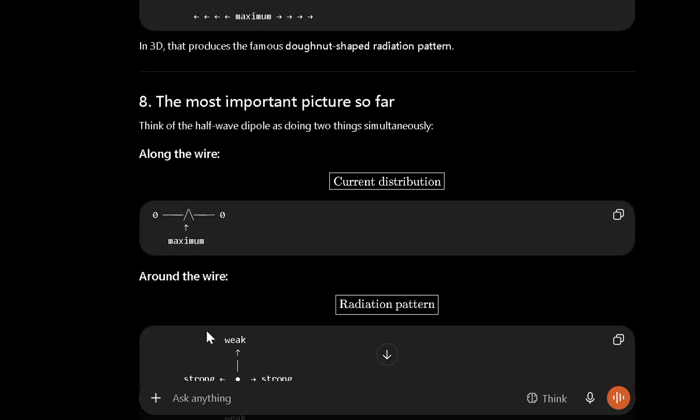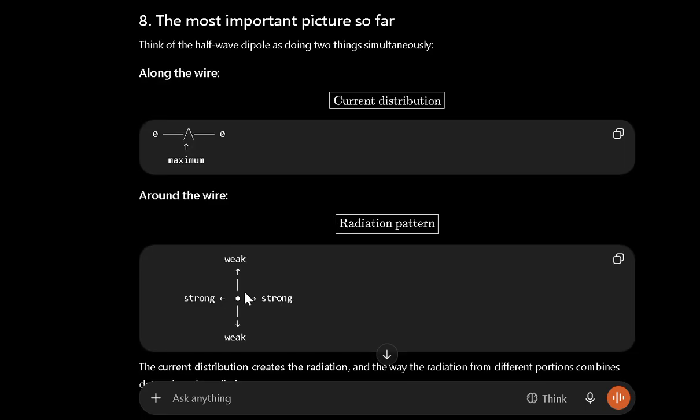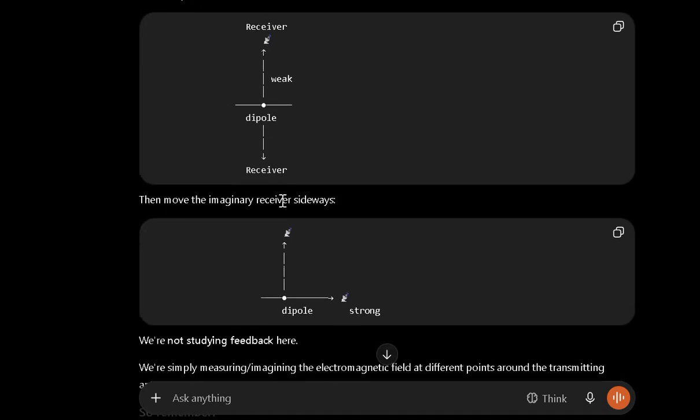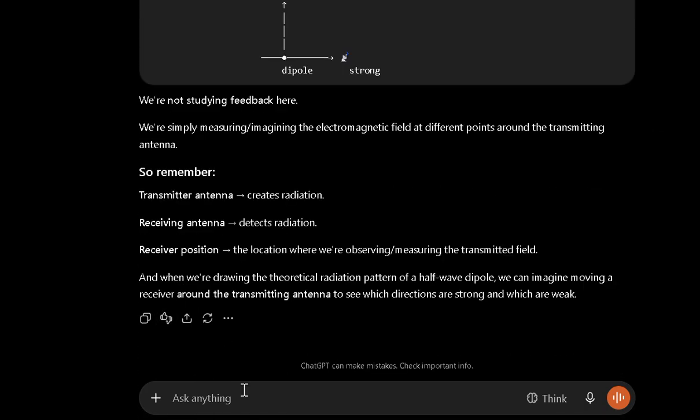The most important picture so far: the half-wave dipole has a current distribution with maximum at the center, weak at the ends. That's okay. What next?